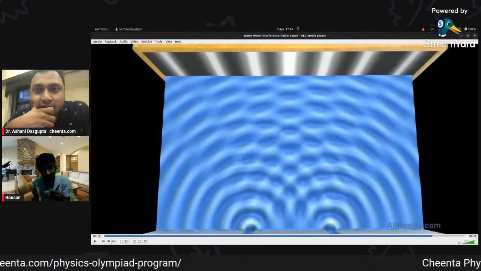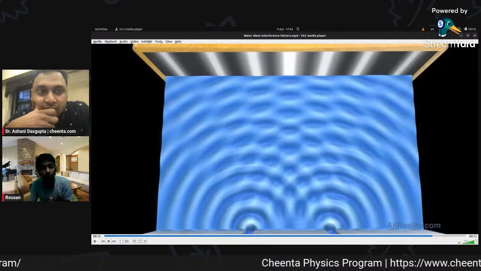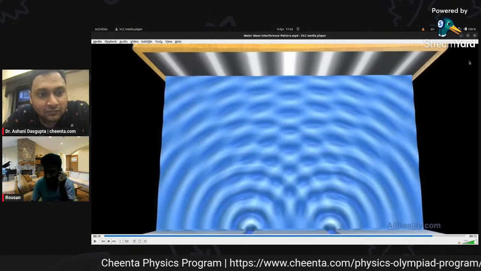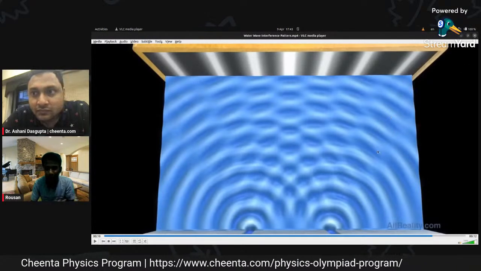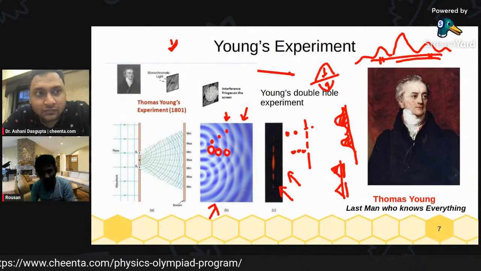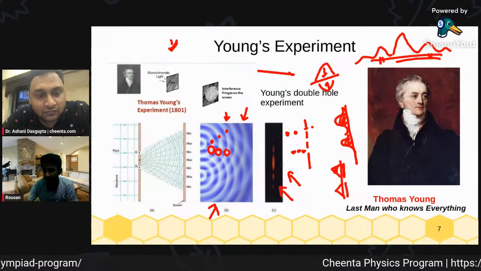You can clearly see this is a property which is only shown by waves. Sound waves can also show this type of property, and we can show that too. We can do experiments, and I will encourage you to actually do this particular experiment.